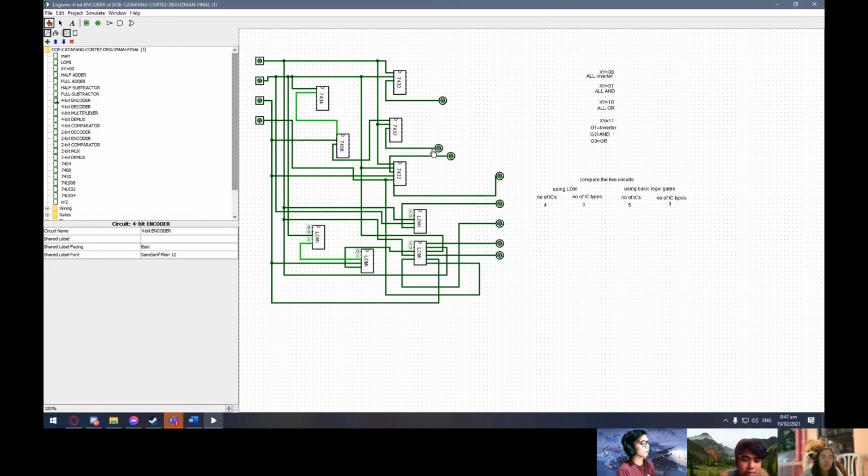For the 4-bit encoder, it is more commonly called a binary encoder that takes all its data inputs one at a time and then converts them into a single encoded output. A binary encoder is a multi-input combinational logic circuit that converts the logic level 1 data at the inputs into an equivalent binary code at its output. For our 4-bit encoder, we used the 7404, 7408, and 7432 ICs.